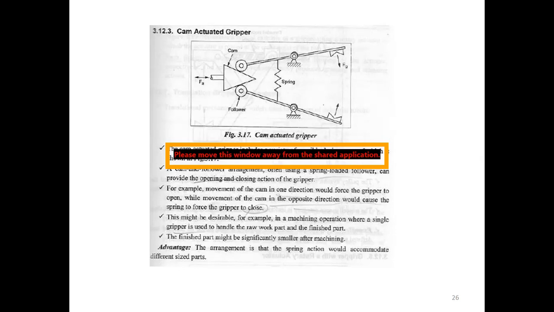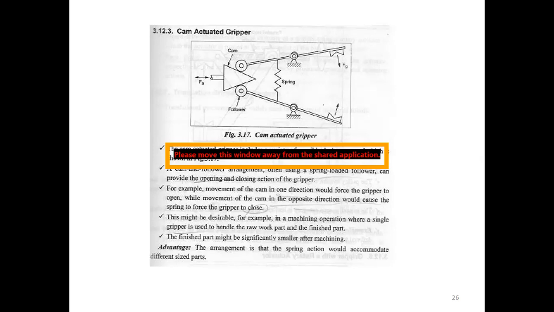In this cam actuated gripper, the reciprocating motion of the cam imparts motion to the follower, which causes the fingers to produce the gripping action. A common arrangement is a spring-loaded follower, which can provide the opening and closing action. For example, movement of the cam in one direction will force the gripper to open, and movement of the cam in the opposite direction will force the gripper to close. This might be desirable in machining operations where a single gripper is used to handle the raw work part and the finished part.